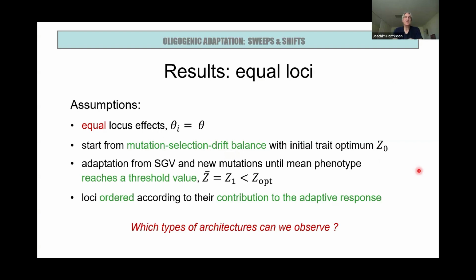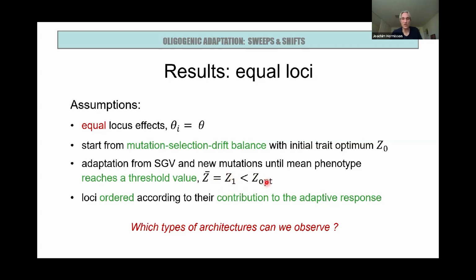Okay, some results. Let's first start, to keep this manageable, with the equal loci, and then I will also do some slides about the unequal loci. For the first few slides, we assume equal locus effects. We start from mutation-selection-drift balance, as I just said, with an initial optimum Z0, and then we have a shift in the optimum, and adaptation occurs from standing genetic variation and new mutations until the mean phenotype reaches a threshold value, as I've also said right here.